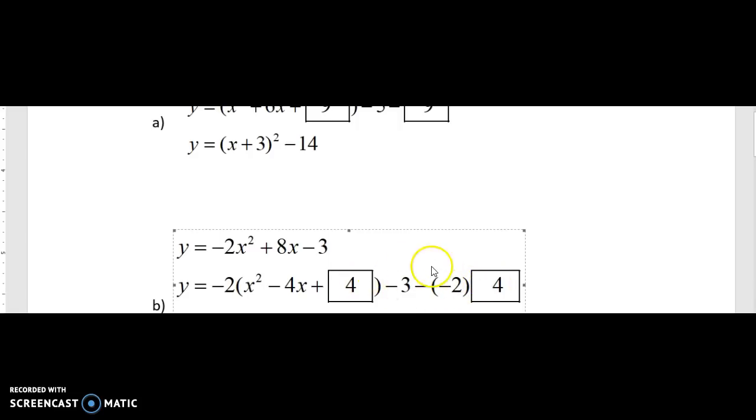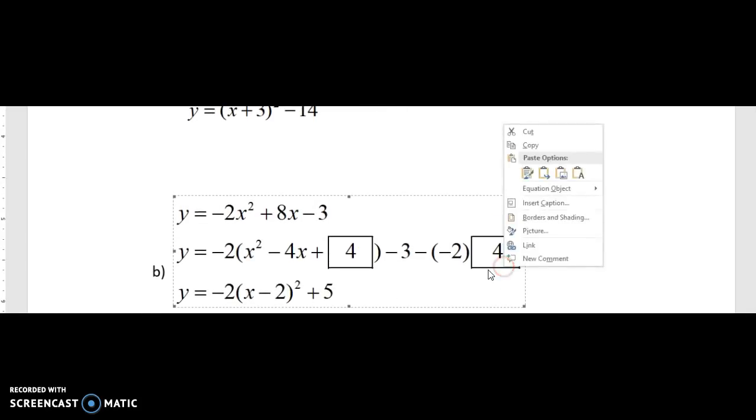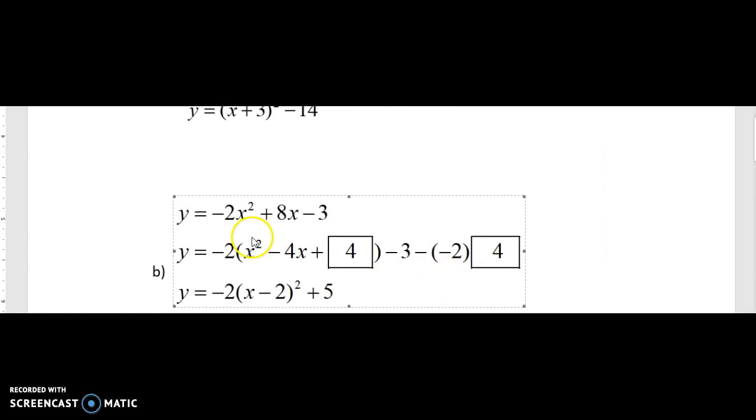And I encourage you to write the boxes out as well. And now all we need to do is clean this up. I bring down my A value, this common factor, and I have my perfect square trinomial here. I'm going to factor that, x minus 2 squared. And then I'm just going to clean this up. Negative 3 minus negative 2 times 4 is essentially negative 3 plus 8, which will give me plus 5. So my vertex is 2, 5. My A value is negative 2, and this is vertex form.